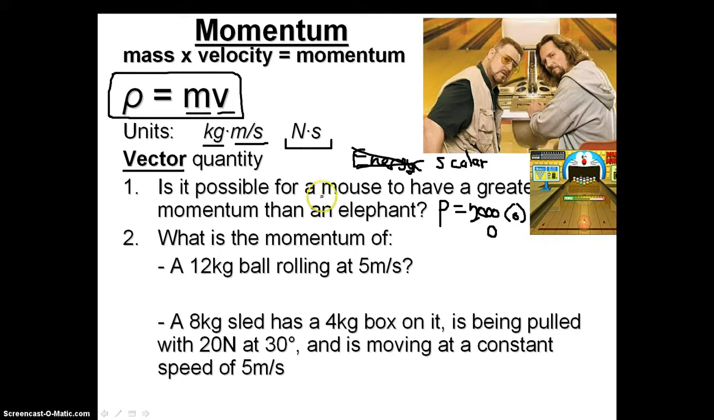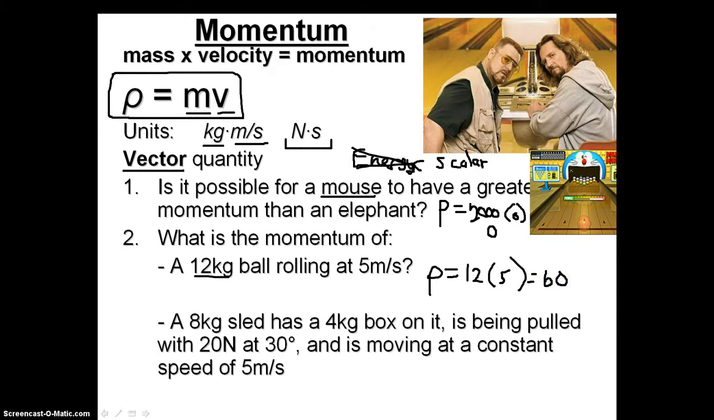So what does a mouse have to be doing to have momentum? Moving. So a 12 kilogram ball is rolling at 5. So the momentum is mass, 12, times velocity, 5. And so I get a momentum of 60.